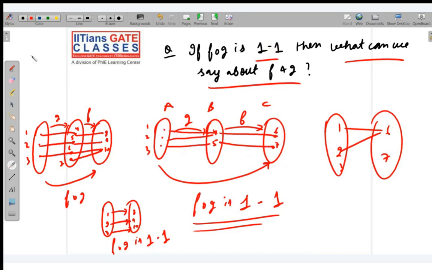So for f o g to be 1-1, g should be 1-1. f may or may not be 1-1. So finally the answer will be: g must be 1-1, and f may or may not be 1-1.